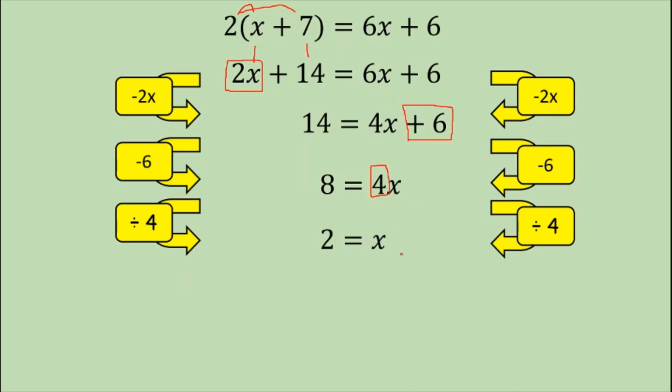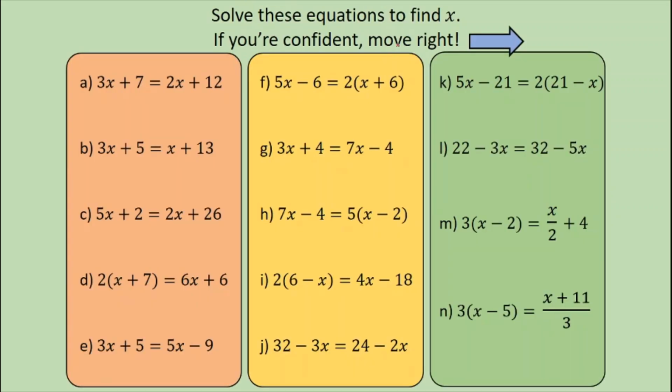At any time, by the way, you can always check these are right by substituting in for x and making sure both sides give you the same answer. In this case, 6 times 2 is 12, plus 6 is 18. 2 plus 7 is 9, times 2 is also 18. So that works.